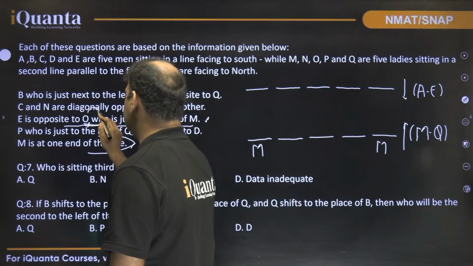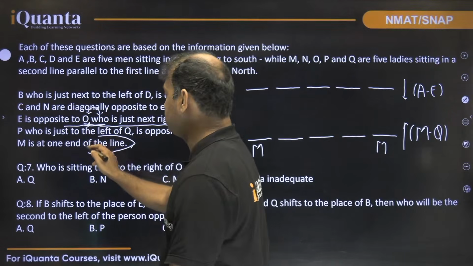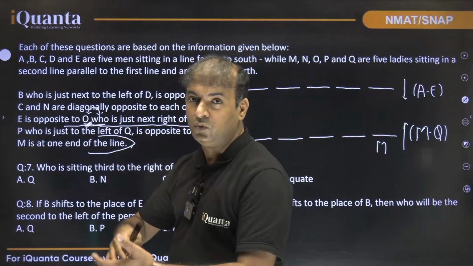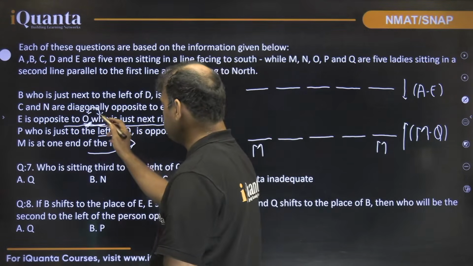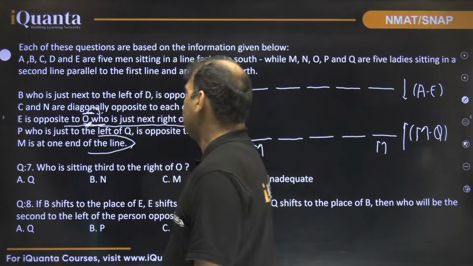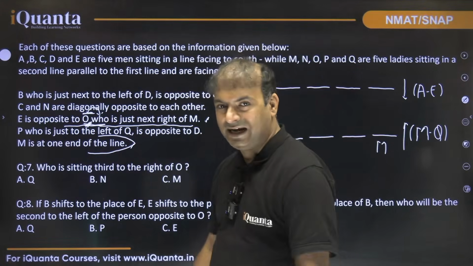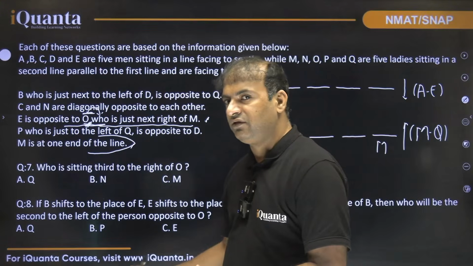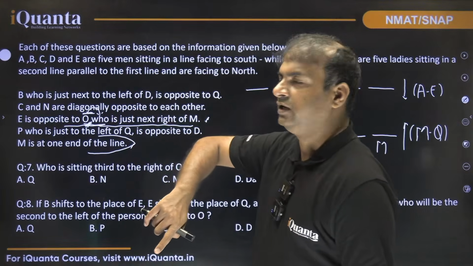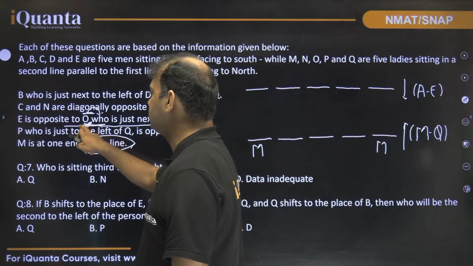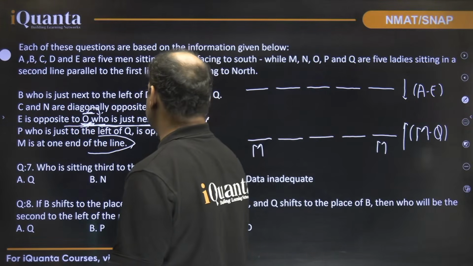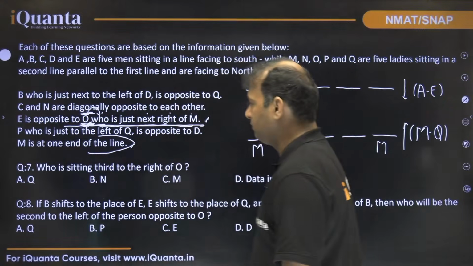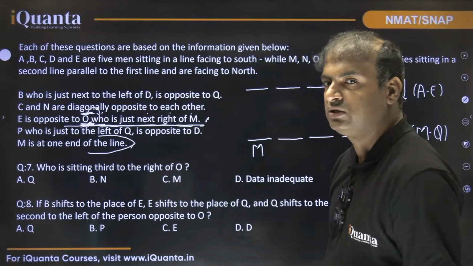So this information is about O. Always remember, when they are giving the word who, whom, or whose, that information is always about the second person. And if they are giving the information with and, but, comma, or maybe nothing, then this kind of information is about the first person, right? And if they are saying who, whom, or whose, this is about the second person. So this information is about the second person, who is O. So O is just right of M, right? O is just next right of M, or immediate right of M.